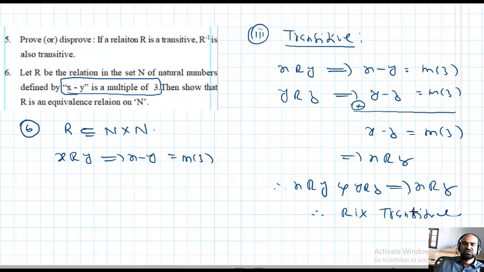So, R is reflexive, symmetric, transitive, then I can say that R is an equivalence relation. From 1, 2 and 3, R is an equivalence relation.